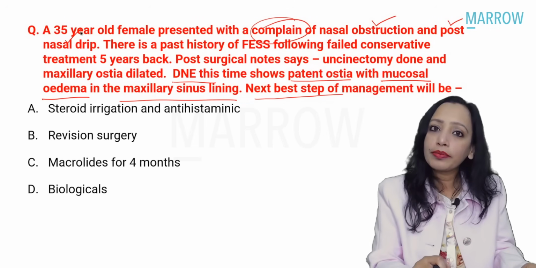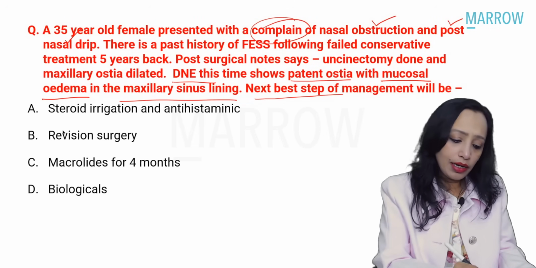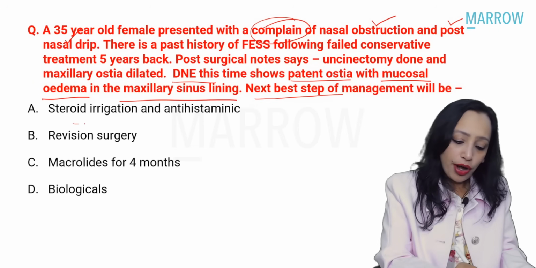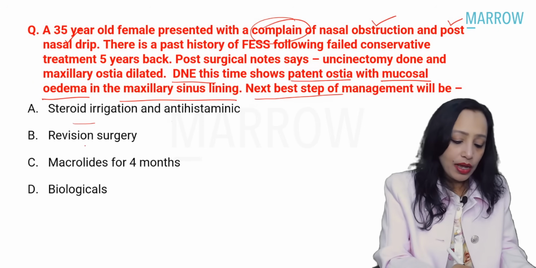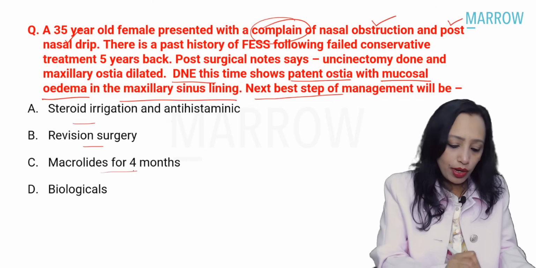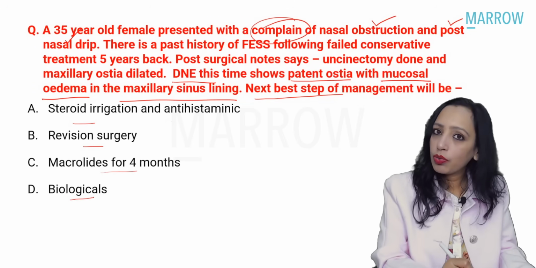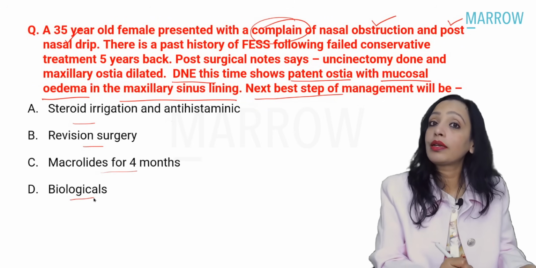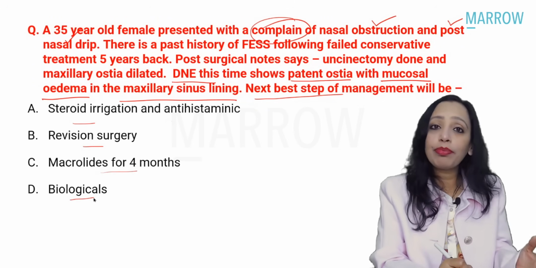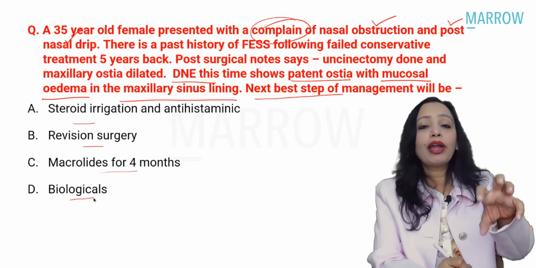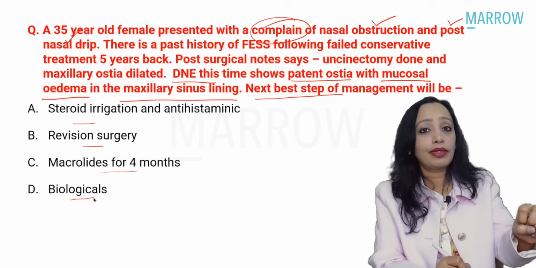How will you do that? Let us see the choices: steroid irrigation and antihistaminic, revision surgery, macrolides for 4 months, biologicals. What do you think is the most appropriate answer? Yes, this was a very direct, very simple question. You just have to aim at resolving the edema of the maxillary sinus.